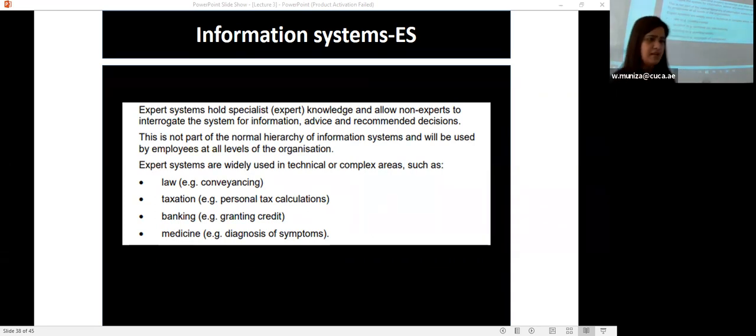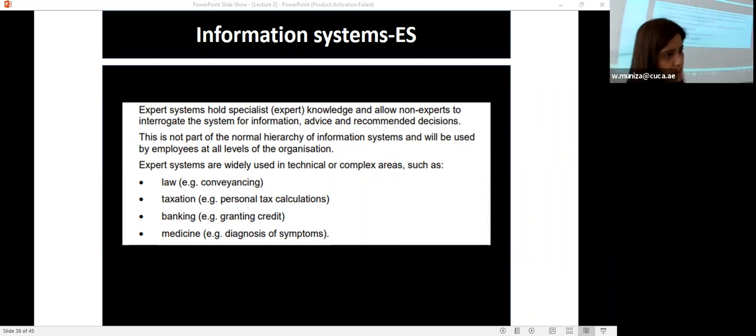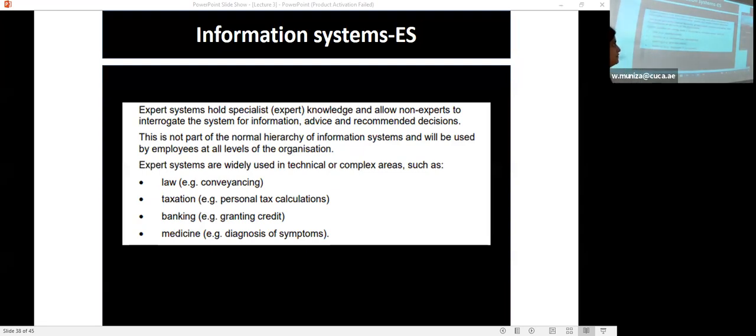If, for example, the strategic apex of the organization is thinking of starting a new business, whether it is legal in the particular country or not, they will find out with the help of lawyers. Expert systems hold specialist or expert knowledge and allow non-experts to interrogate the system for information, advice, and recommended decisions. Whatever matters they have to consider, they will ask those expert systems for know-how. This is not part of the normal hierarchy of information systems and will be used by employees at all levels of the organization.